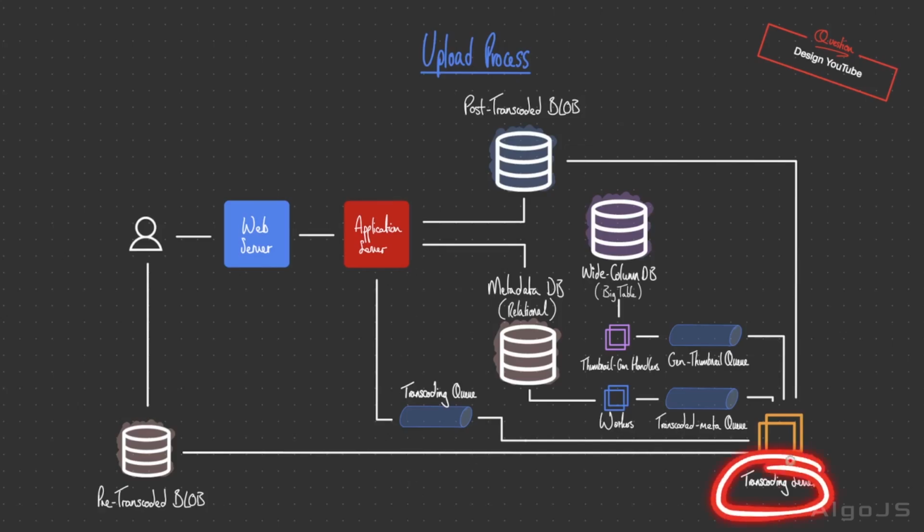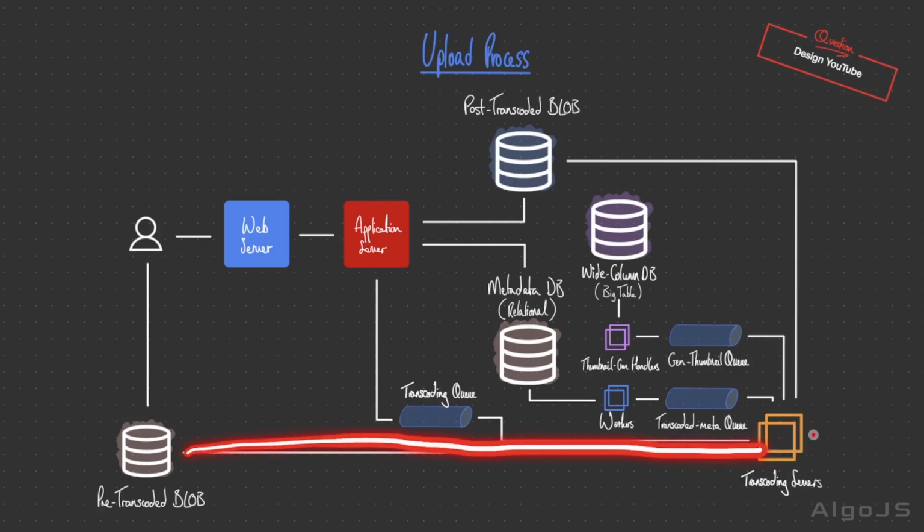Now, some transcoding servers are going to be subscribed to this queue. They're going to be listening in for any events that come onto this queue. They're going to consume those, and then they're going to pull from the blob and start processing, start transcoding the videos, providing multiple qualities and also compression.